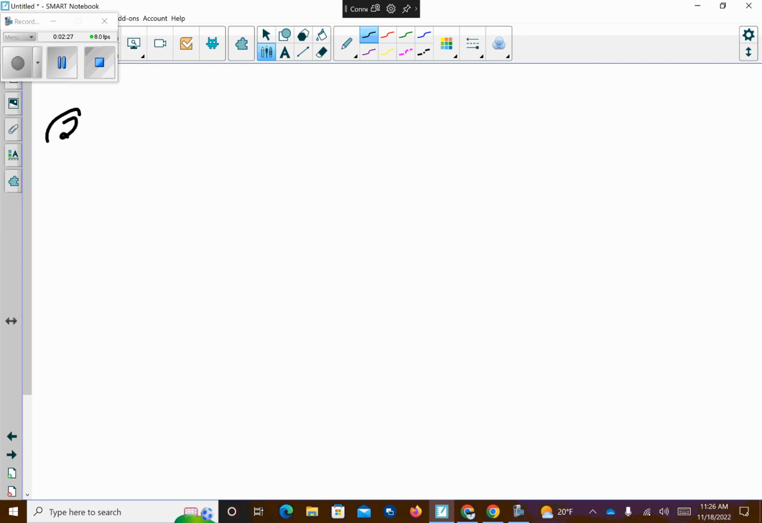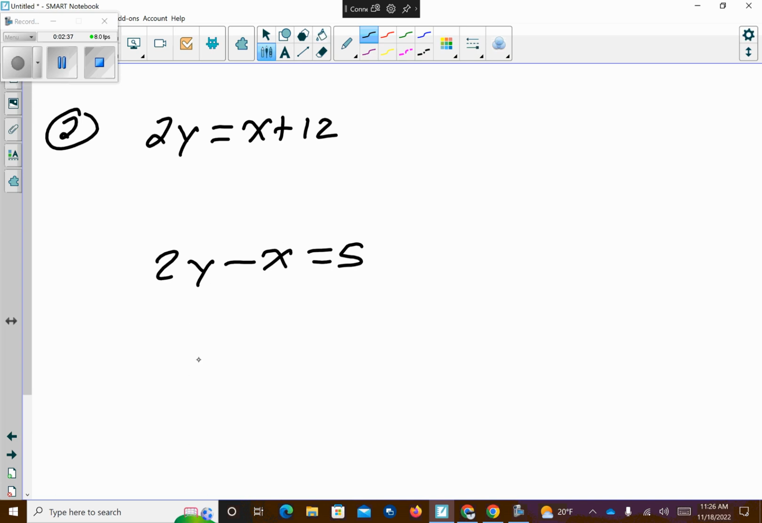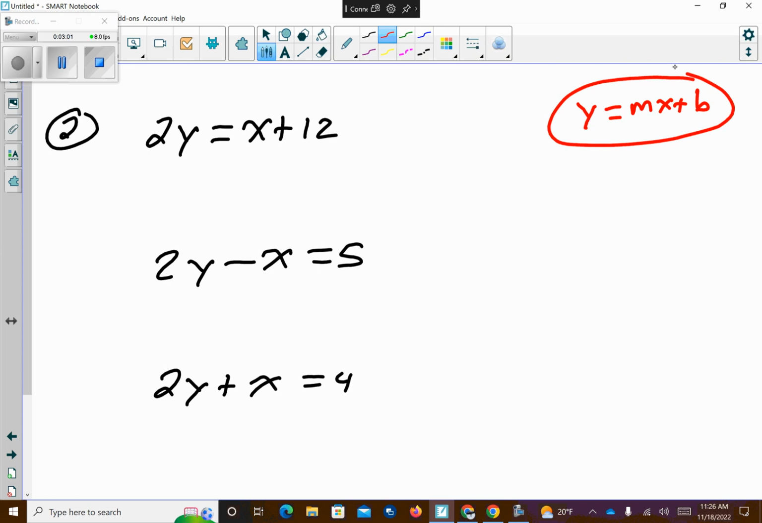Problem number 2. We have this equation. We have this equation. And we have this equation. How do we find the slope when it doesn't give us the slope? There is a slope right there. The x is a 1, so it's like 1 over 1. Yeah. All right. So I want to get y by itself.